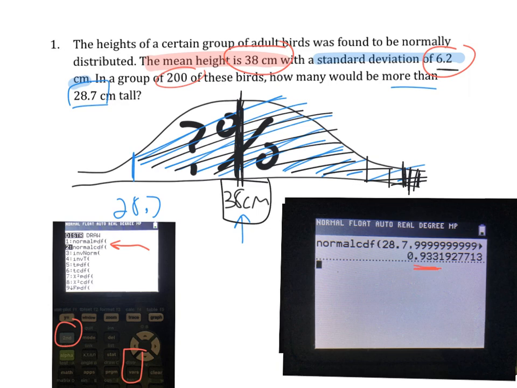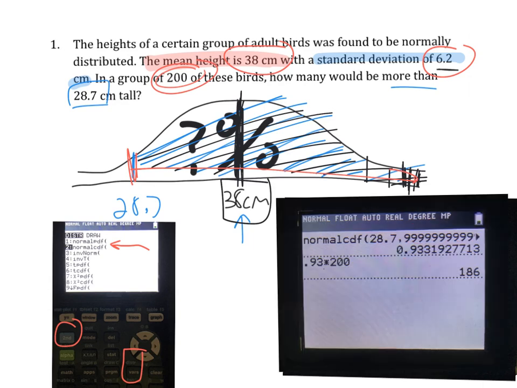About 93% of these birds are between 28.7 and whatever that huge number is. So 93% of the birds, they tell you there's 200 of the birds, so do 93% of 200. Here we have 186 of those birds.